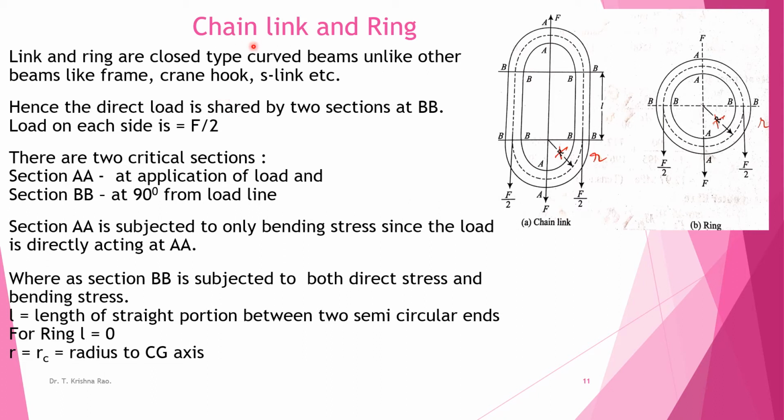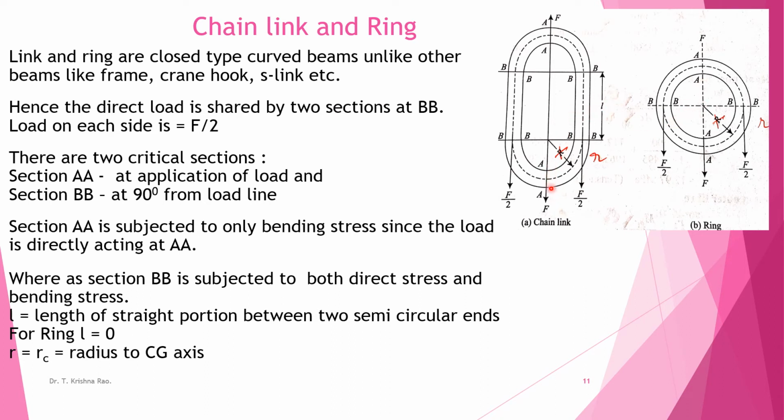The last part I am discussing is the chain link or ring. This is a chain link which we see on the swings in parks, or with which elephants are tied. These chains have an elliptical shape, with two semicircular ends and a straight portion, and this is a ring here. If the straight portion is removed, the semicircle sitting directly on the other semicircle becomes a ring. So between the ring and the link, for the link there is a straight portion of length L separating the two semicircular ends. If this L becomes 0, it becomes a ring. Everything else is the same except that L is there for the link and not for the ring.